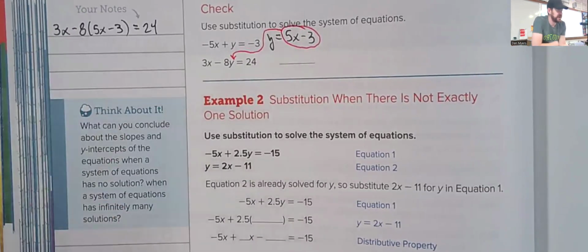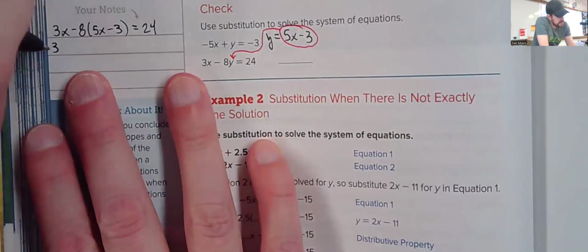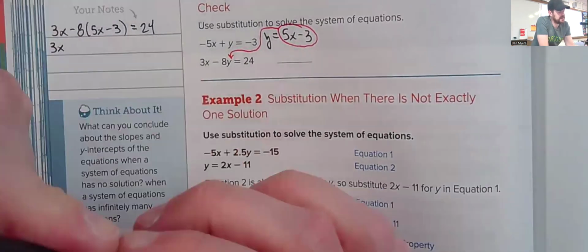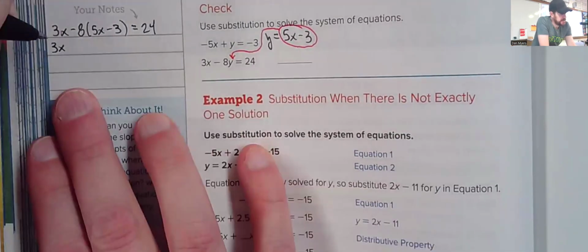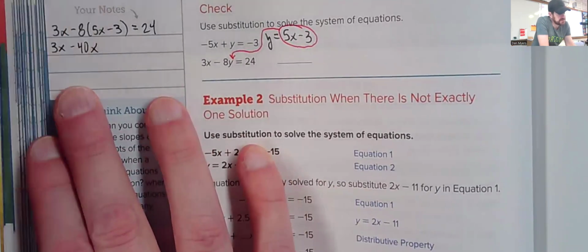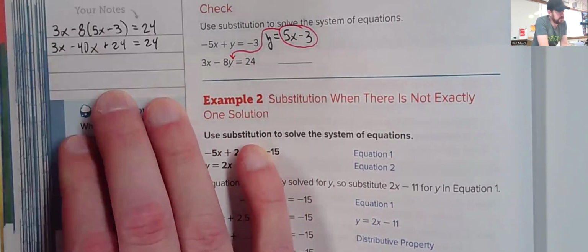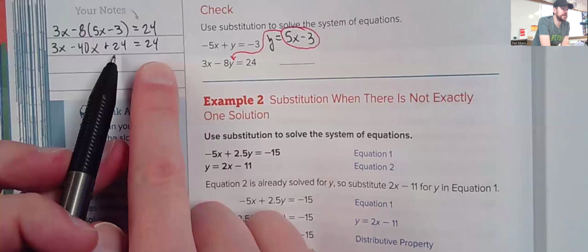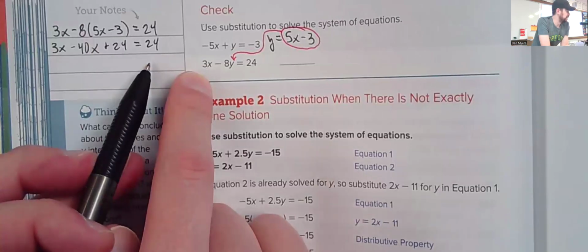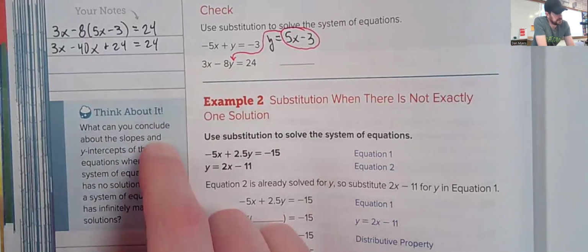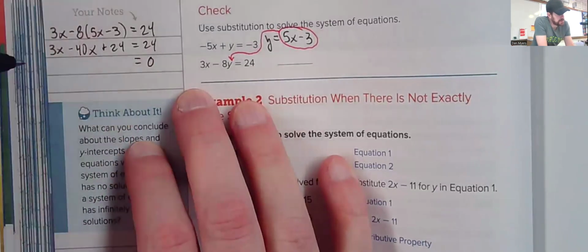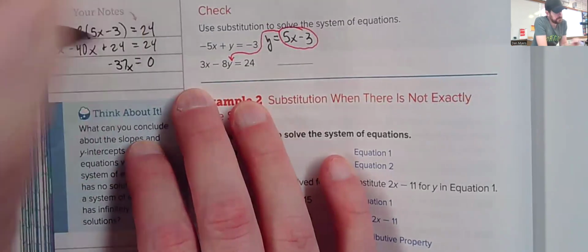We'll distribute the negative 8. So that'll be 3x. What's negative 8 times 5x? Negative 40x. What's negative 8 times negative 3? Positive 24 plus 24 equals 24. Now, if we subtract 24, that's going to be 0 over here. That's not a problem. 0 is a number. We can work with 0. And then 3 minus 40 is negative 37x.